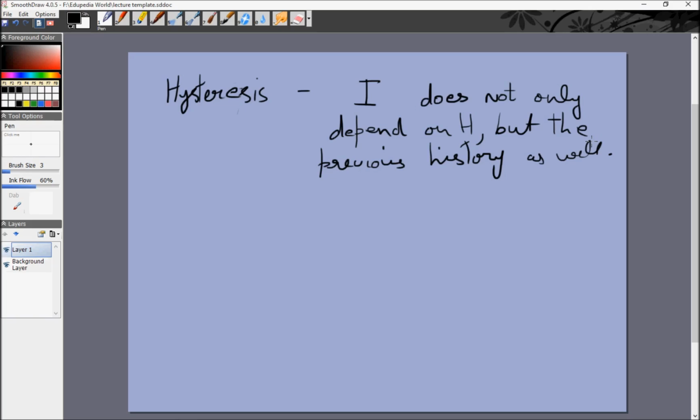When we talk about Hooke's law, F is equal to Kx, that doesn't say F is equal to Kx provided before that it was at rest. That just means F is equal to Kx. But when it comes to ferromagnets, magnetization does not only depend on the magnetic field intensity, it also actually depends on the history, right? So what does that really mean?